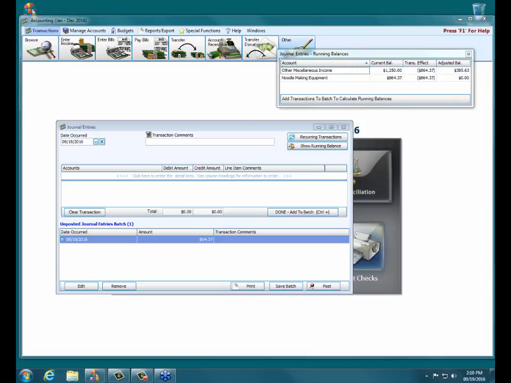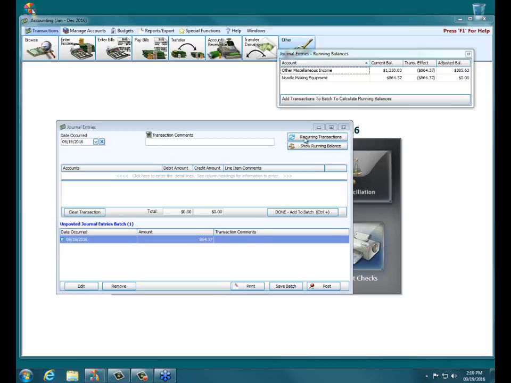Okay? For those of you that are having some trouble seeing this, right here in the upper right, noodle making current balance $864.37, transaction effect debit $864.37, adjusted account balance is zero, which is exactly what I'm wanting. Okay? So just be aware that this is the only way that I could post or make this transaction to affect these two accounts the way that I have.